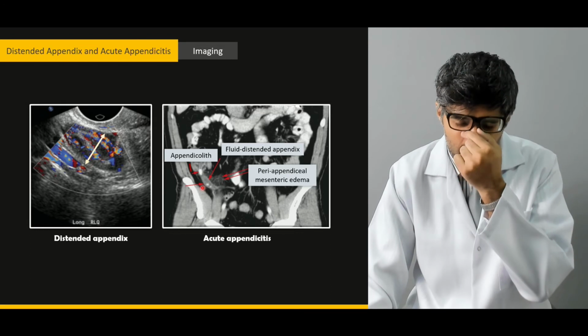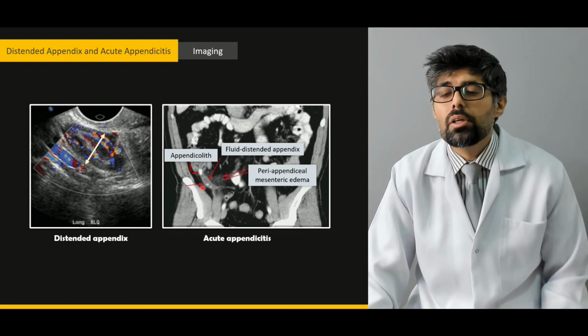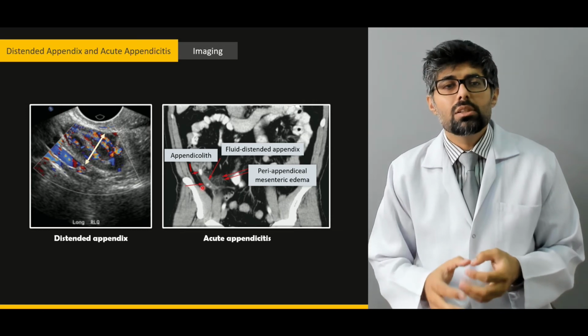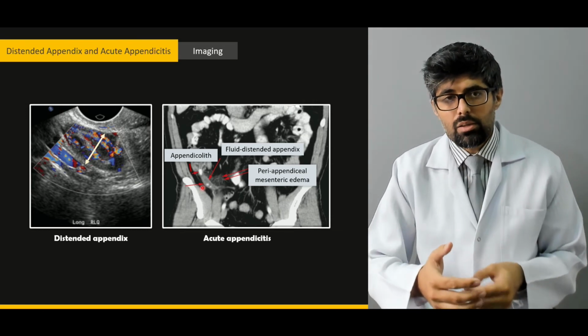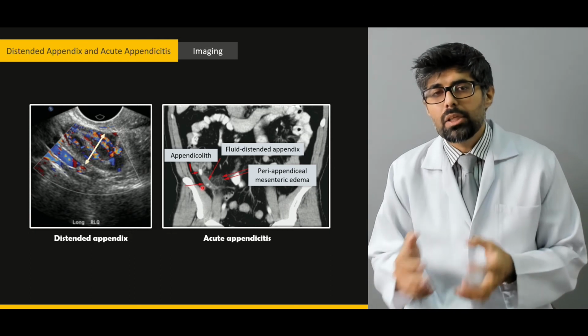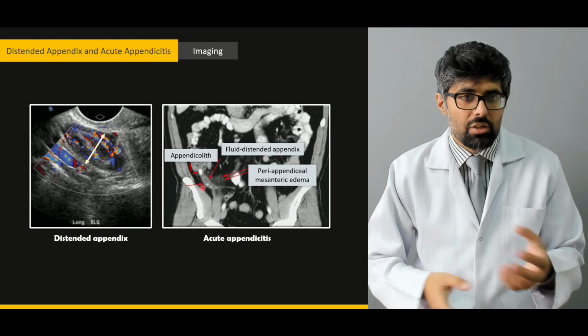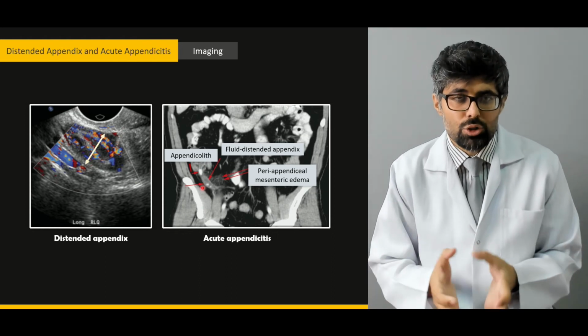Now this edema is of a very particular type, that is mesenteric edema. That edema is not only covering the lumen of the appendix, but it is also covering the mesentery, the fascia that binds all the bowels together.